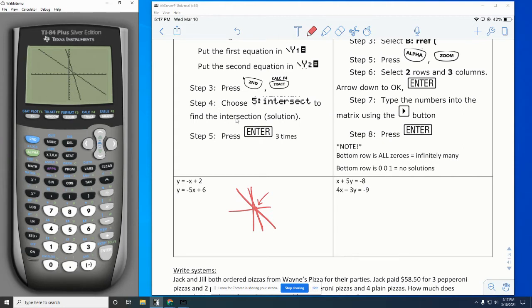So you have two options. The first option is to follow steps 3 through 5. The second is to go to the table and see where your y values are the same. If you do the first option, you click second trace, option 5, and then you click enter 3 times until it tells you the word intersection. So the point 1, 1 is my intersection. If you want to do option 2, you click second table, and you look for where your y values are the same on the table.